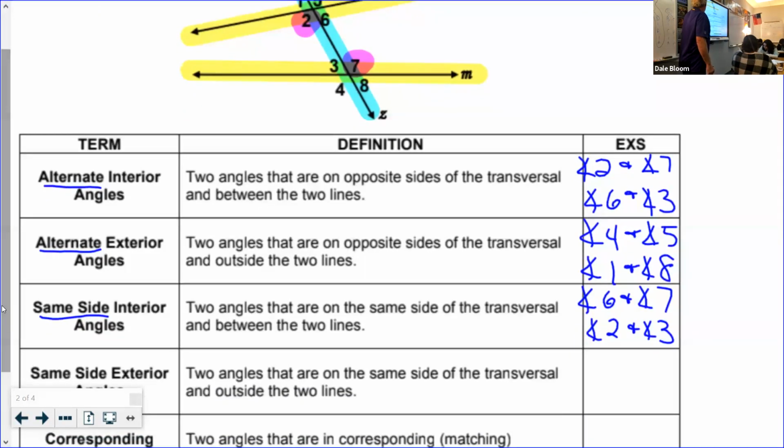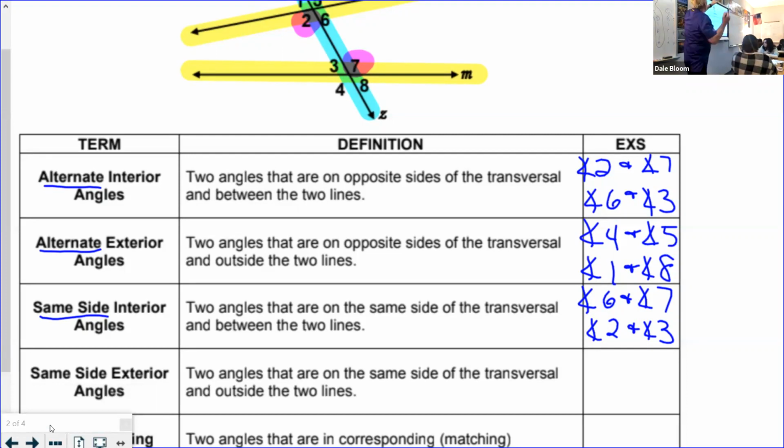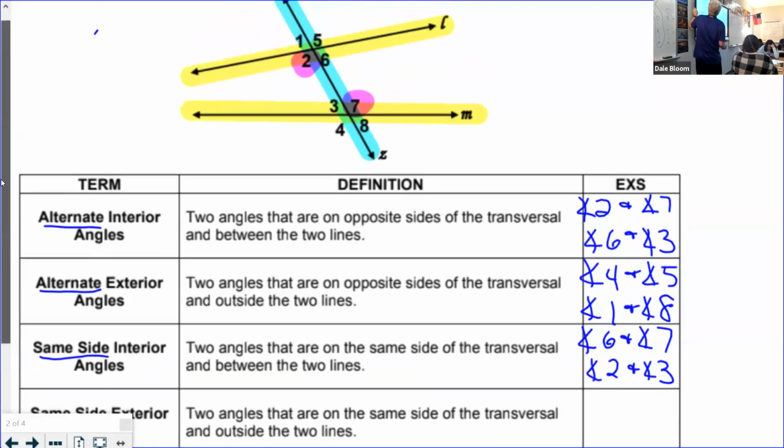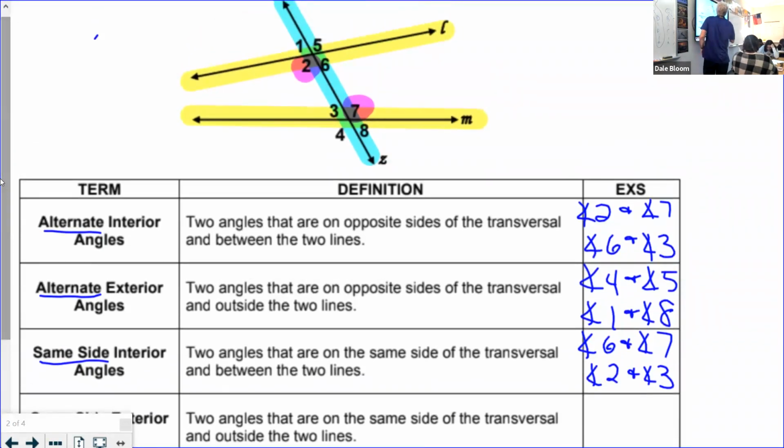Next one. Well, we can have same side exterior angles. Same side exterior means outside the 2 lines. So same side as the transversal, but outside. So same side exterior would be 5 and 8. Angle 5 and angle 8, and also angle 1 and angle 4.